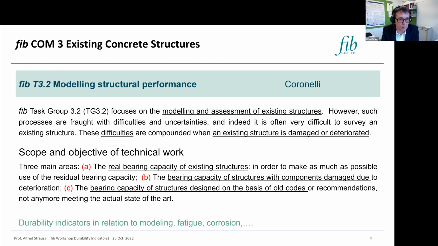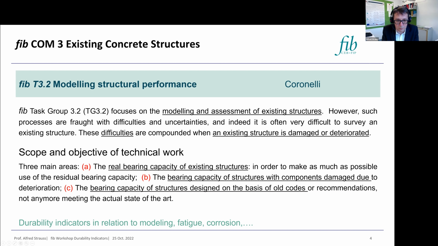Then we have modeling and structural performance by Professor Coronelli. This group is focusing on the modeling and assessment of existing structures. They also released, one or two years ago, a bulletin about general assessment with modeling of the existing structures. On the one side, the main focus is of course the assessment, but using mainly the modeling tools, and also damage and deterioration. So they are modeling corrosion, and also the performance, and as I know from the group, they are also modeling, for instance, transport processes with respect to corrosion. You can see here what they exactly defined in their last period.